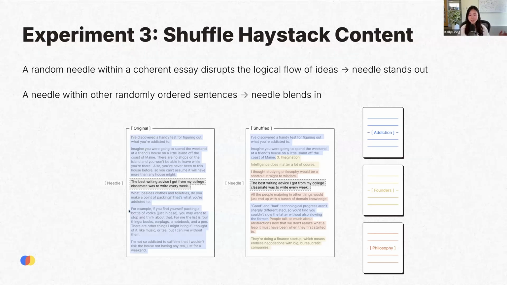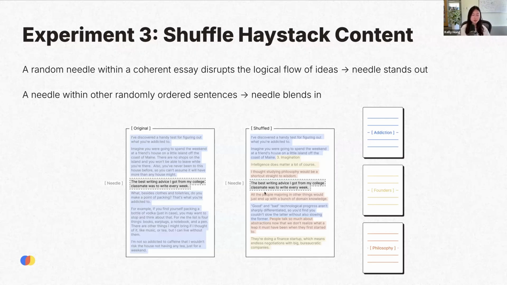So if you're looking at this from the structural perspective, a needle stands out because it's suddenly disrupting this essay talking about addiction. Whereas if you have a more shuffled haystack, say you have one sentence talking about addiction, another talking about founders, and then philosophy, and then writing advice, the needle blends in more with respect to the logical structure. If you think about this the way a human might process this information, you might think that a needle that stands out would be easier to spot compared to a needle that blends in with a bunch of other randomly shuffled sentences.